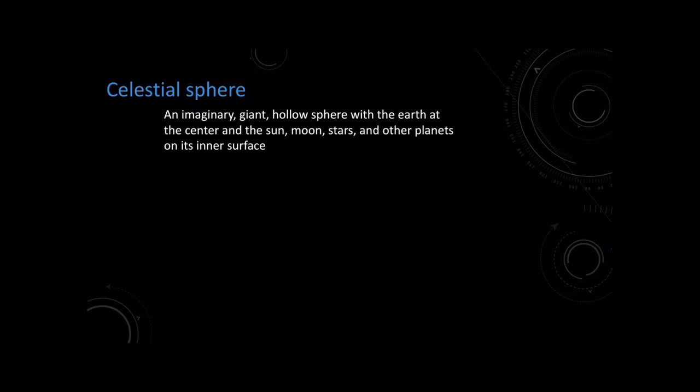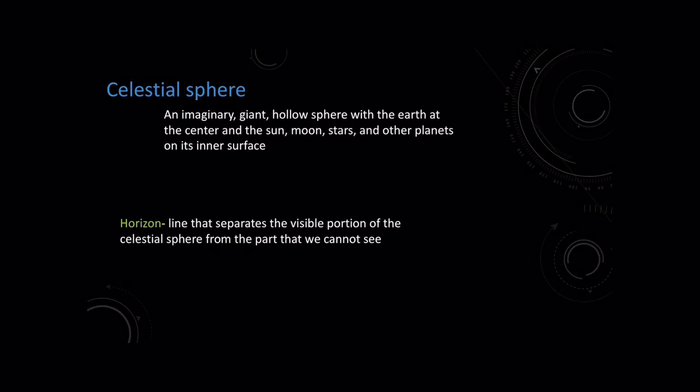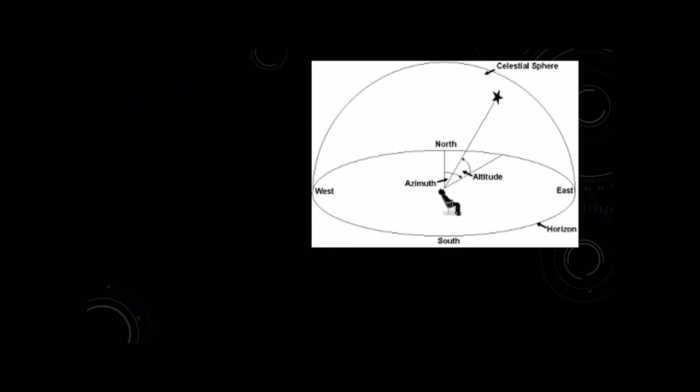At any location on the Earth, only half of the celestial sphere is going to be visible at once. The other half is, of course, blocked by the view of the Earth itself. So the horizon is the line that separates the visible portion of the celestial sphere from the part that we cannot see. Here's a little image. If you were sitting outside, the celestial sphere would be what's above you, and the portion of the Earth that blocks your view, that's the horizon.